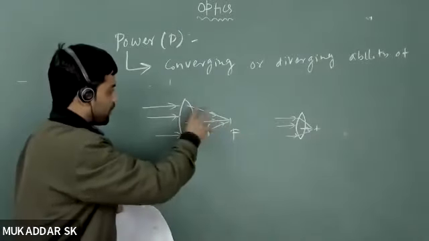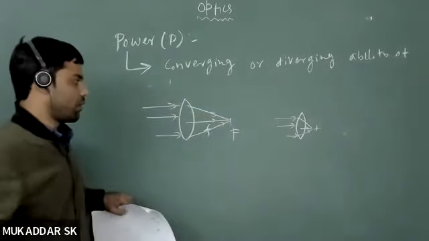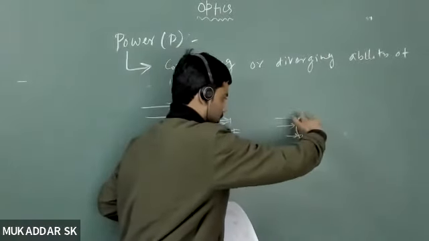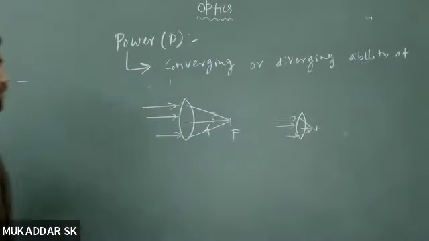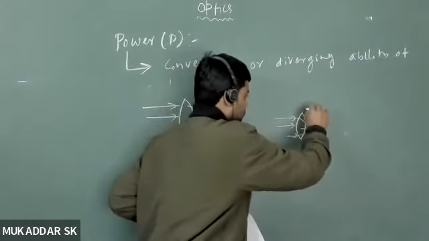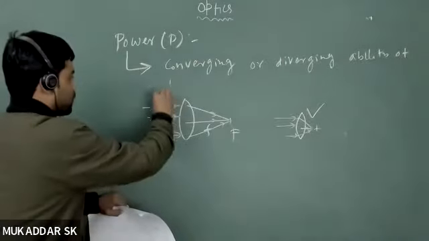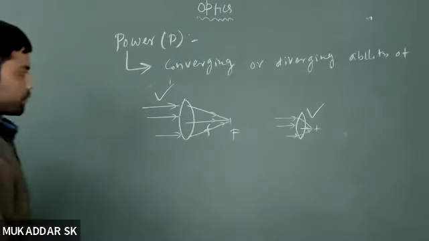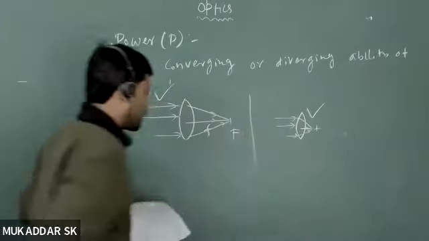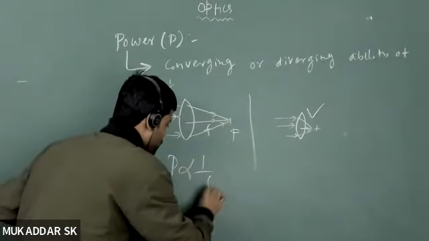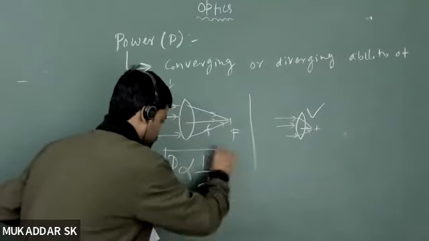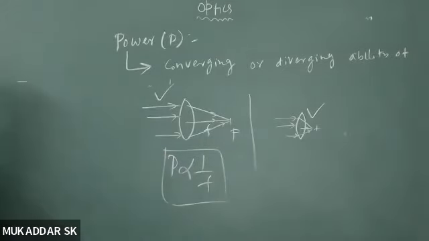Both are converging, but you see here the converging rate is small, or here whatever rays are coming, suddenly within a very small distance, all rays are converged. So I can say the converging ability of this lens is higher as compared to this. Okay, so in mathematical form, what I can say is that power is basically inversely proportional to the focal length of the lens.